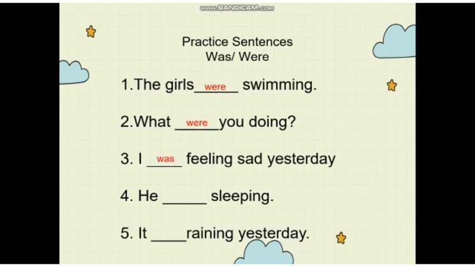Now third sentence, I was feeling sad yesterday. Now the fourth sentence, He dash sleeping. He was sleeping. And the last sentence, it dash raining yesterday. It was raining yesterday. Excellent.